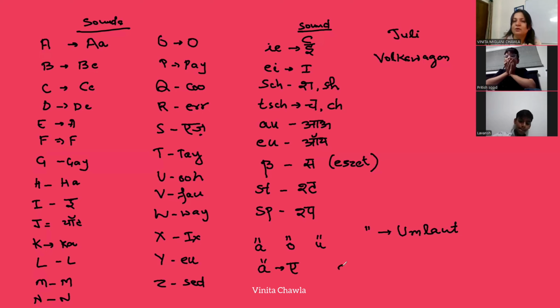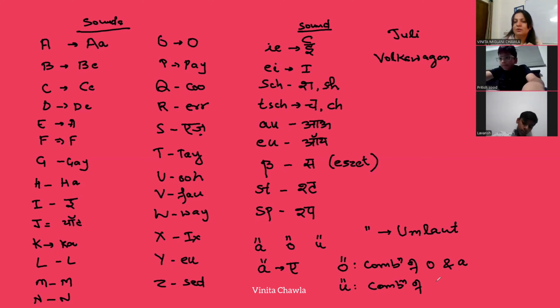If this umlaut is on O, then it gives a sound which is a combination of O and A. If this umlaut is on U, then it gives a sound which is a combination of U and A. Let's try to read a few words now. For example, if we have the word, let's write a word.